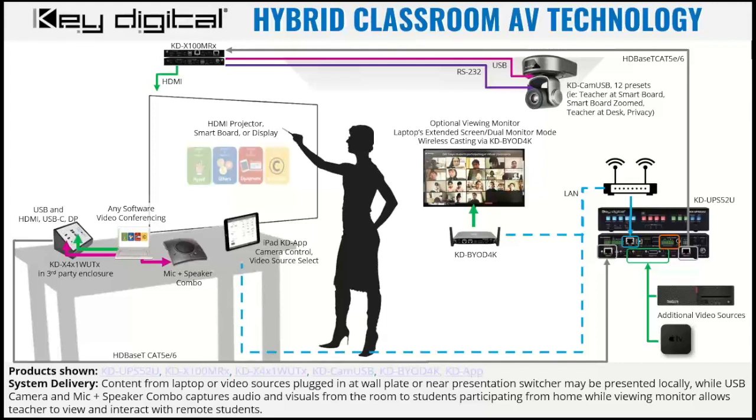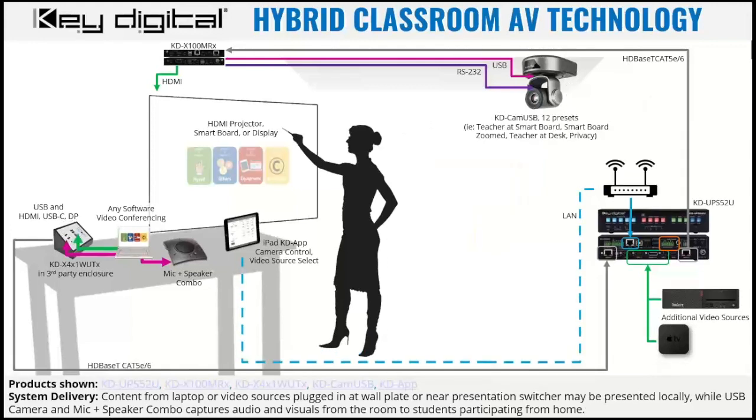But having that UPS52U allows us to accommodate additional video sources like that desktop computer, perhaps an Apple TV or some other streaming media device, perhaps that document camera I alluded to earlier. And again, we have the BYOD 4K as well for the extended monitor option. Or as we did before, we add that feature or take away that feature. So again, a lot of different ways to achieve this, but all the system delivery, essentially, is going to be the same. It's just a matter of what kind of budget we are working with here.